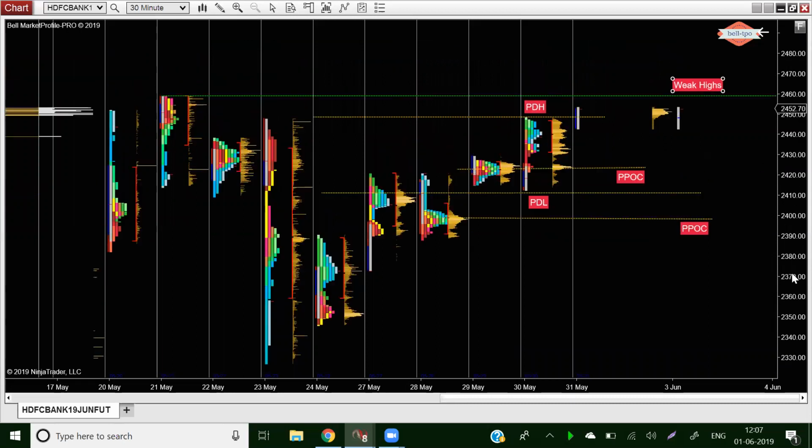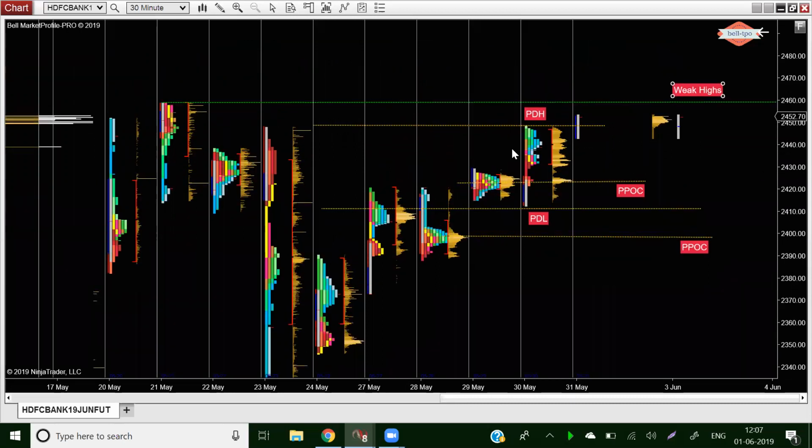Another piece of information we carry forward is the intraday references, like previous day high and previous day low. These are some of the short-term references we carry forward. The weak high is a short-term reference, and until it gets cleared, we carry it forward. We got that on 21st May, and so far we have not cleared it.